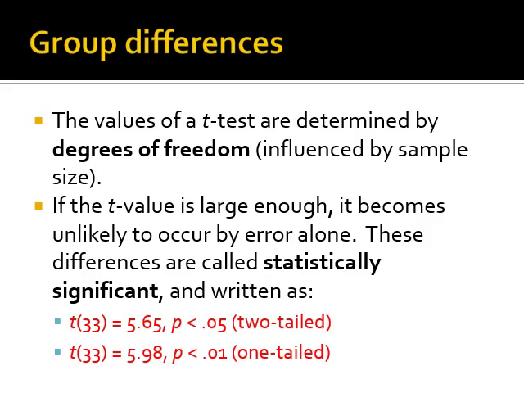The values of a t-test are determined by degrees of freedom, and this is very much influenced by sample size. Degrees of freedom is calculated by taking the total number of participants in a study between all the groups in the study, so adding all those up, getting the total number of participants, minus the number of groups. So if you have two groups, that would be minus 2. And if you have a sample rather than a population, you have to always minus another 1, because there's always an assumption of error whenever you are measuring a sample rather than a population.